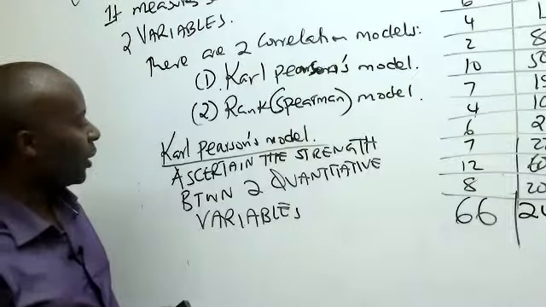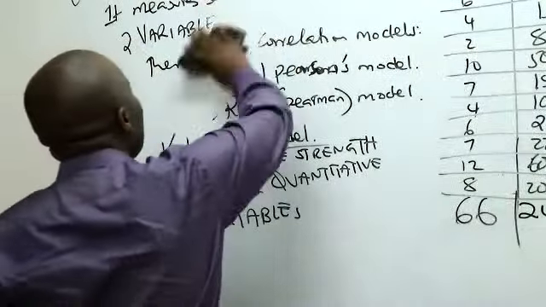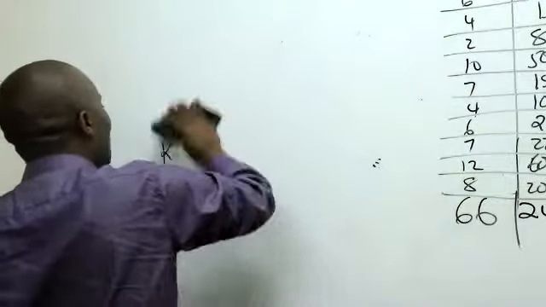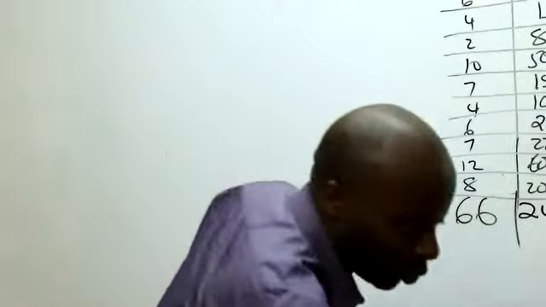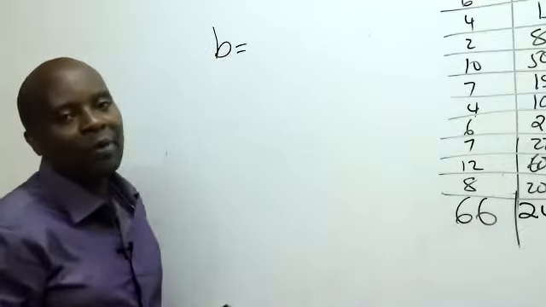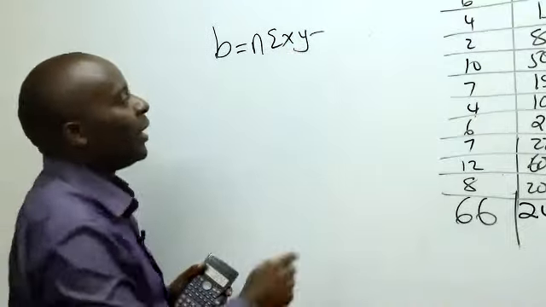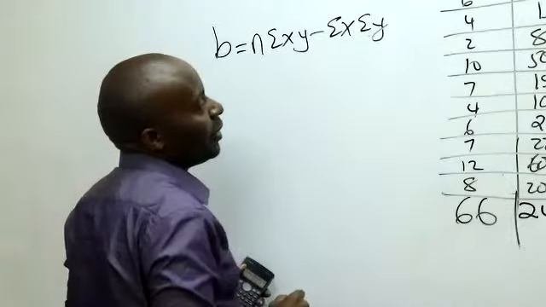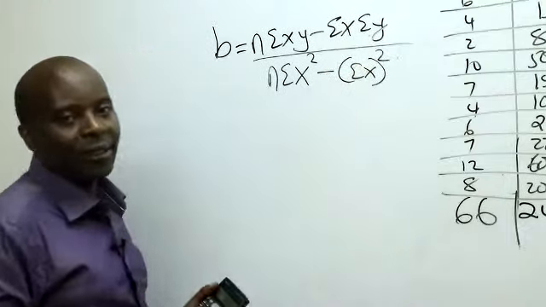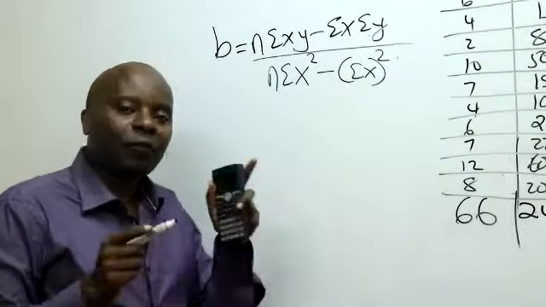Ladies and gentlemen, Karl Pearson's model borrows heavily from the formula of B. Whenever they tell me to write the Karl Pearson's equation, I'll always be forced to remember the formula of B. Once you give me the formula of B, then I will be able to give you the formula of Karl Pearson's R. And to get B, we normally talk of n, summation of XY, minus summation of X, summation of Y, all over n, summation of X squared, minus summation of X, all squared. That is the formula for getting B.